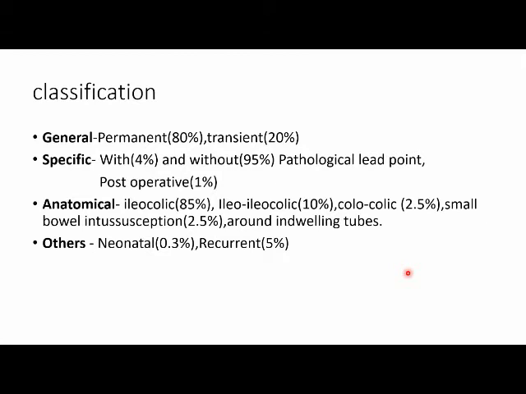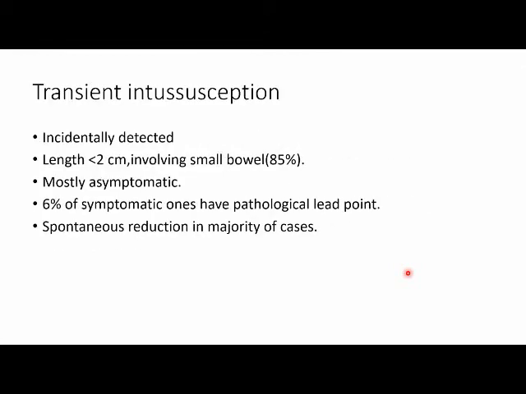And another entity which is found is that there can be intussusception around indwelling tubes. For example, feeding gastrostomy or gastrojejunostomy tubes, there can be intussusception with the tube acting as a lead point. Then others include neonatal intussusception or recurrent intussusception, which accounts for 5% of the cases.